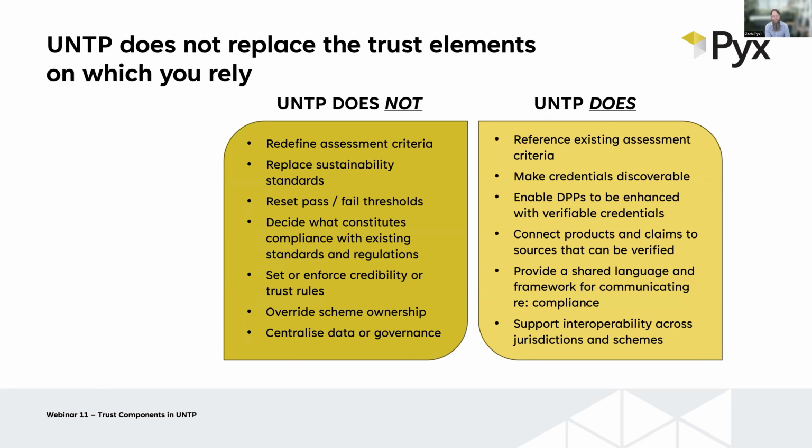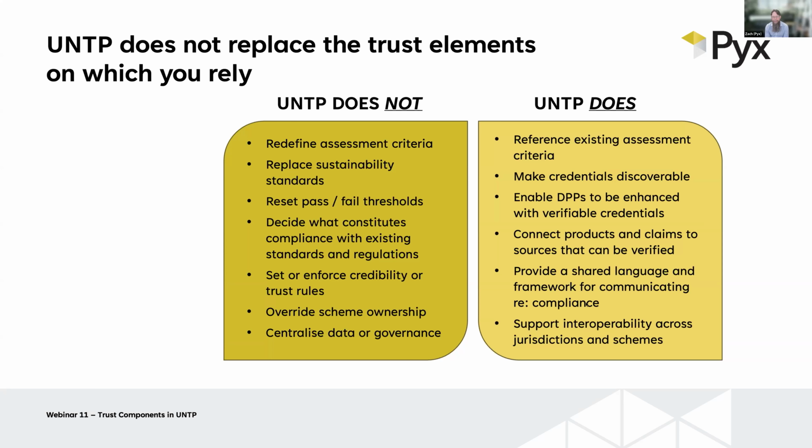UNTP does not redefine assessment criteria, replace sustainability standards, reset pass-fail thresholds, decide what constitutes compliance with existing standards and regulations, set or reverse credibility or trust rules, override scheme ownership, or centralize data or governance. So that's a whole mouthful about what UNTP does not do. But basically what that's trying to say is the UNTP as a protocol is not trying to replace the existing things that you already have in your business, already are using to verify information.